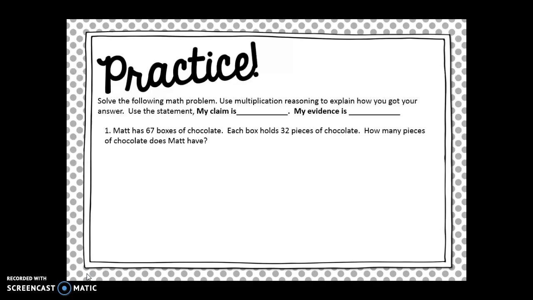Now it's your turn to practice. You only have one practice problem tonight. It says, solve the following math problem. Use multiplication reasoning to explain how you got your answer. You must use the statement, my claim is, my evidence is, in your answer. Your question reads, Matt has 67 boxes of chocolate. Each box holds 32 pieces of chocolate. How many pieces of chocolate does Matt have?